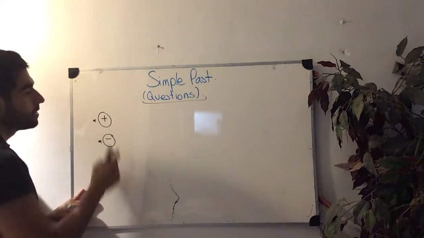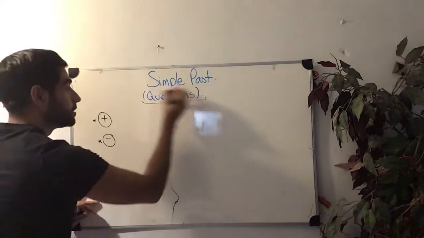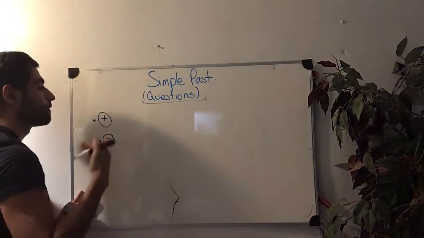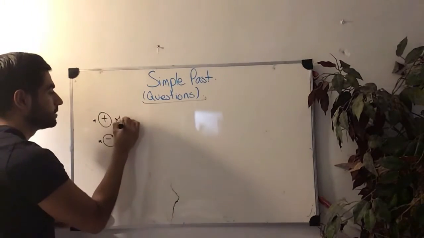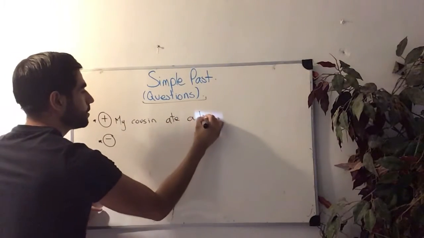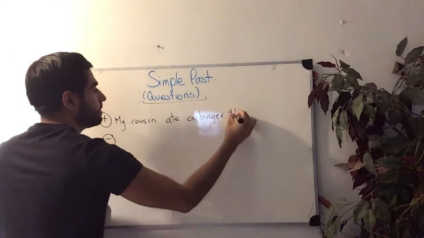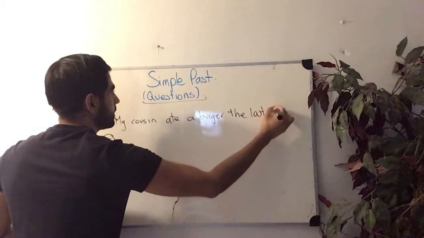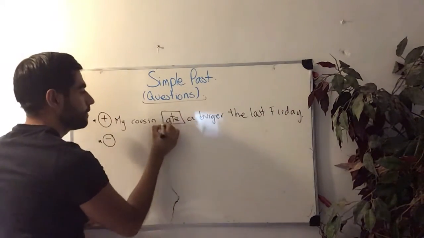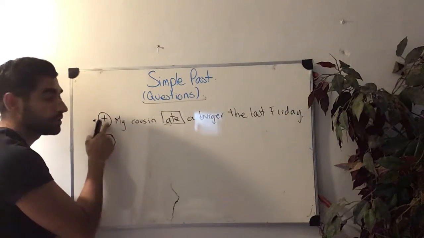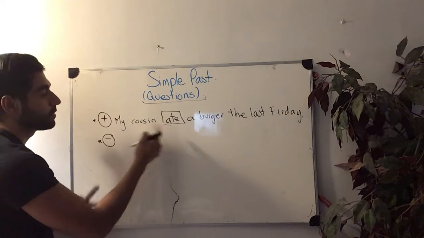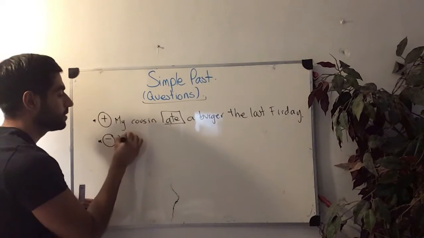So remember, when we are talking about simple past, the thing that we have to use over here is going to be a verb in past. For example, my cousin ate a burger the last Friday. Over here, we are using the verb in past because it's affirmation. But over here, negative form, what do we have to do? In this case, we have to change it. So it will be like this.